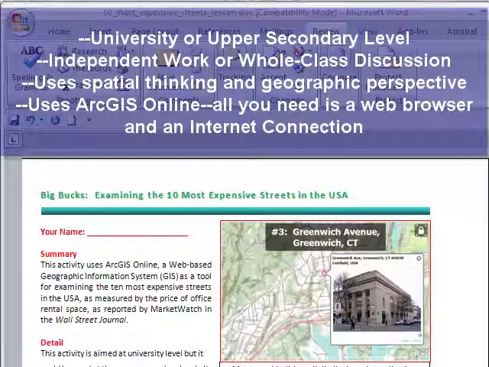It can be used as an independent assigned activity to students or in a whole class discussion format. There are 30 questions, and I estimate that it will take about 2 to 3 hours to complete all the questions. It could also be done, of course, in an abbreviated format in one class period. No previous experience with GIS is necessary, but this activity does rely heavily on spatial thinking and the geographic perspective. Computer requirements are web browser and internet connection. That's it. It can be run in a lab setting or with one computer and a projector.